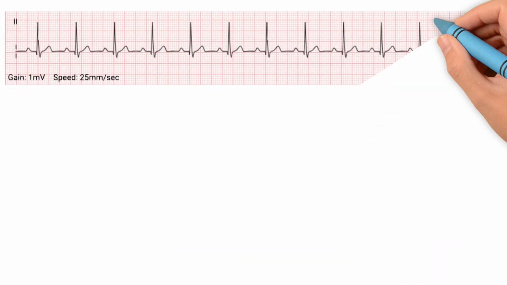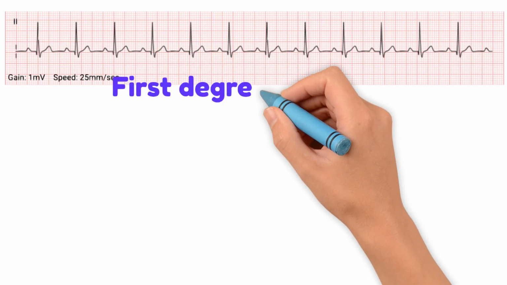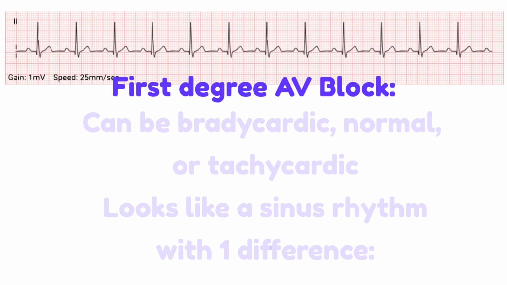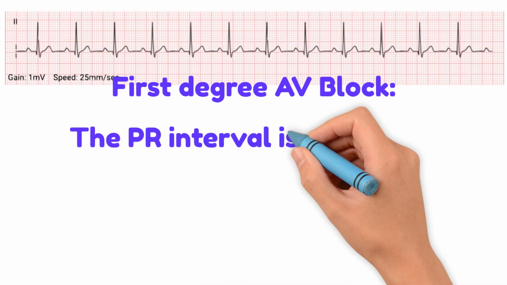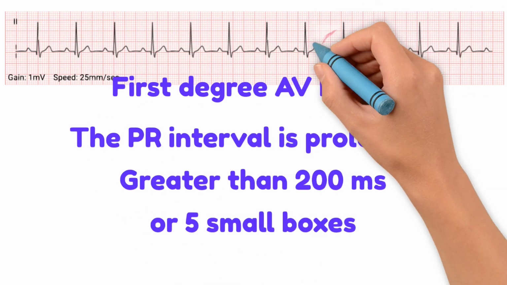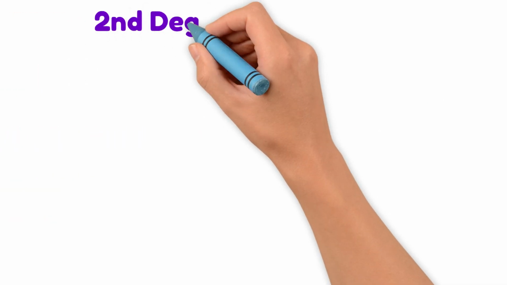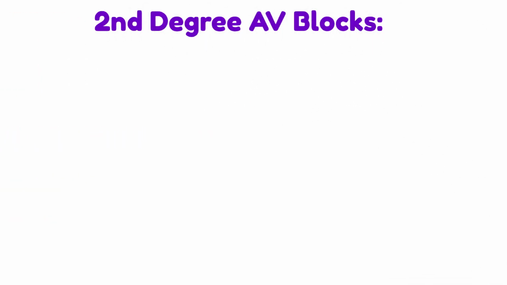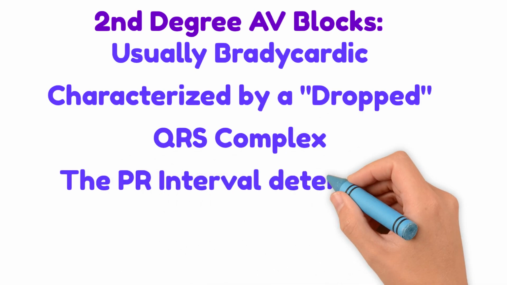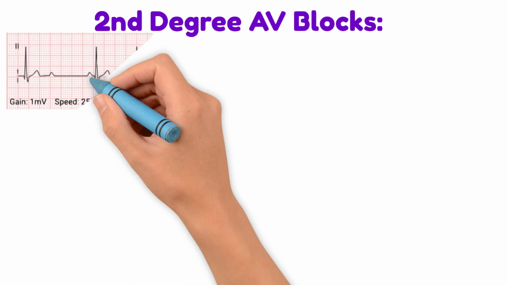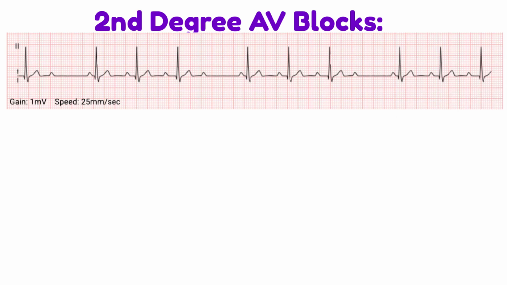The first degree AV block is often asymptomatic and appears much like a sinus rhythm, but the PR interval is increased to greater than 200 milliseconds, or 5 small boxes on the EKG paper. Second degree blocks are characterized by a dropped or missing QRS complex. The electricity gets blocked through the AV node, usually in a pattern, and the difference between the two types can be seen in the PR interval.